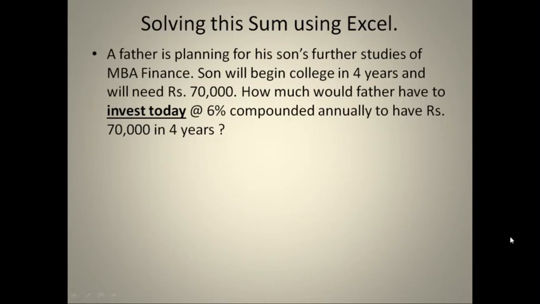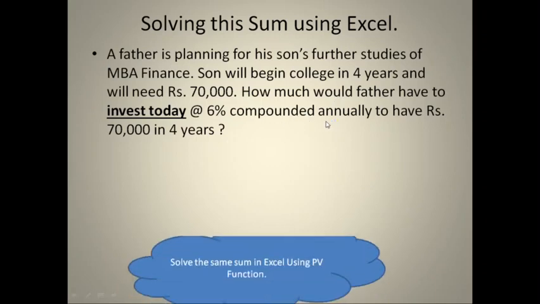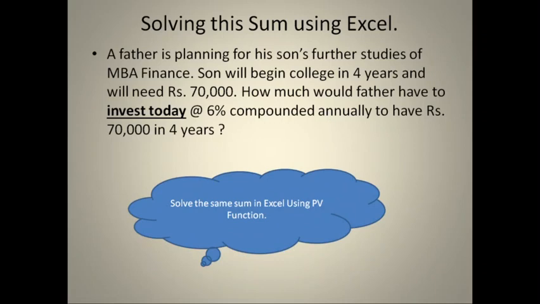So here is the question with us. A father is planning for his son's further studies for MBA Finance. The son will begin college in 4 years and will need around rupees 70,000. So how much would the father have to invest today at 6% compounded annually to have rupees 70,000 in 4 years' time? So we know clearly from this question that we need to find the present value, but on what? On annual compounding basis. So let's understand how to use the PV function for solving such sums in Excel.